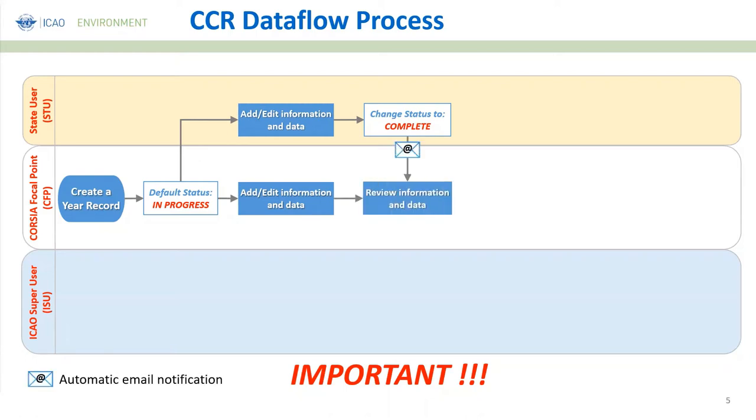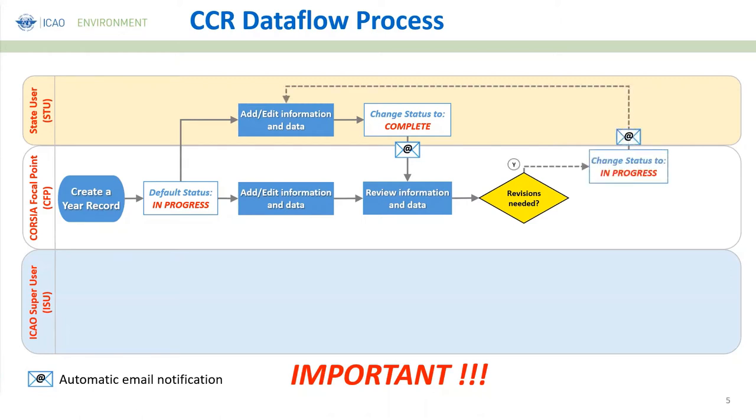Then an automated email message is sent to the CORSIA focal point for him or her to review this information. The CORSIA focal point will check whether any revisions are needed while reviewing that information. And if there is any missing information whatsoever, then he or she will change the status back to In Progress so that the state user can edit. Again, when the data status is Complete, the state user cannot edit the information. It's read-only for the state user. So the data status has to be In Progress for the state user to edit the information, and we'll follow the same path.